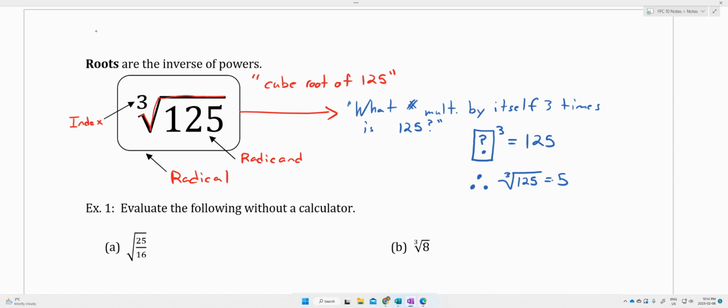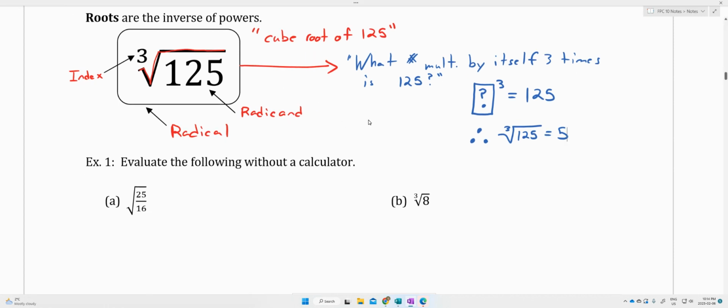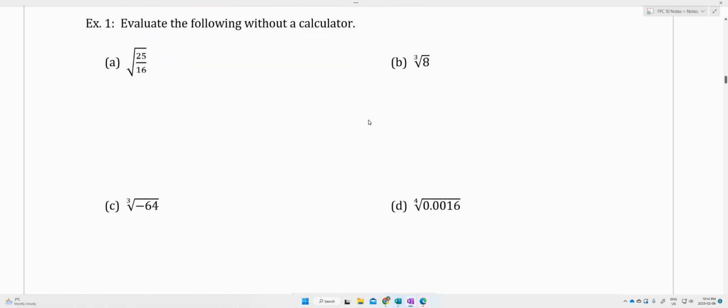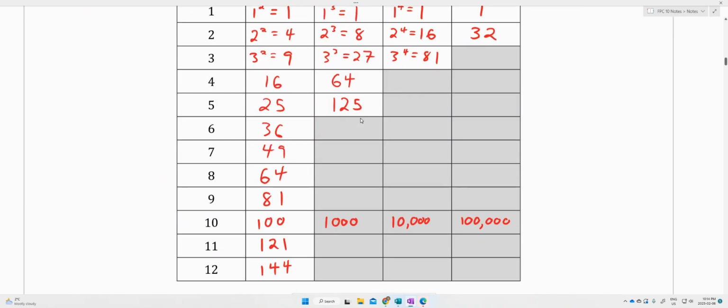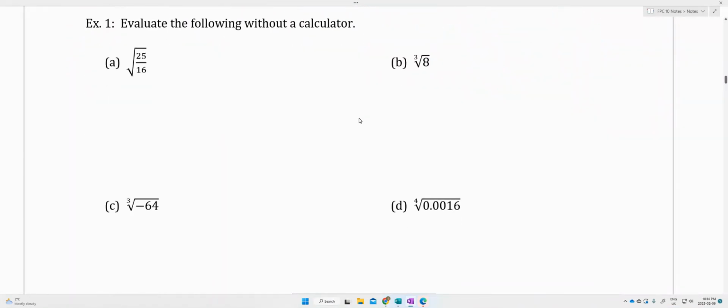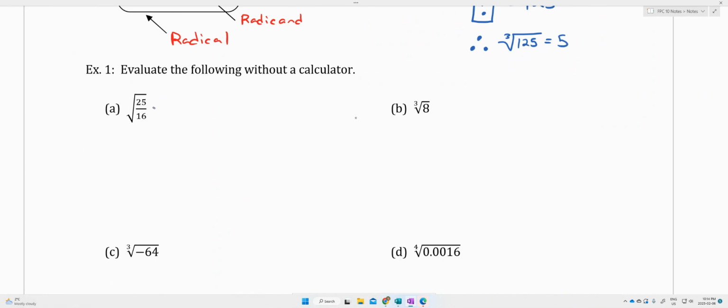Okay, so this should be something new that you may not have seen before. You've probably seen square roots, but we're going to learn how to do roots of all kinds of numbers. And we're going to try some without a calculator. Now remember, we do have this chart as a resource to cross-reference things to see if we can utilize it where needed. So this first one, we're taking the square root of a fraction.